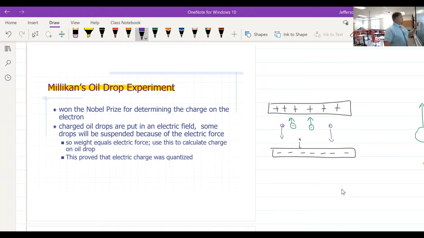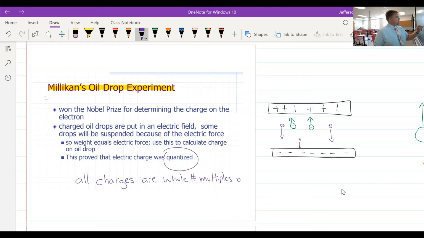So when we say quantized, this is really crucial: all charges are whole number multiples of an elementary charge. And what that also meant is that there was one smallest naturally occurring charge, called an elementary charge, that couldn't be made any smaller.